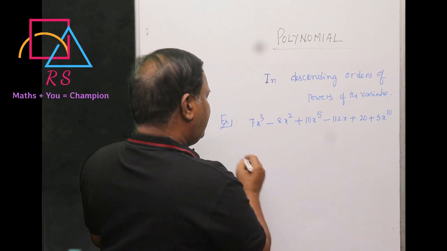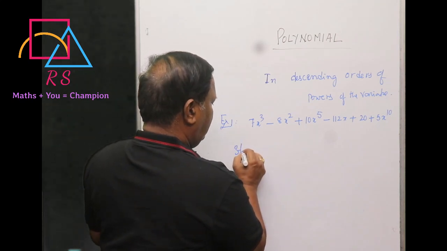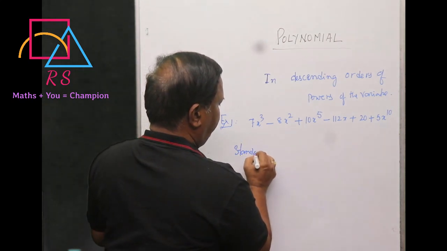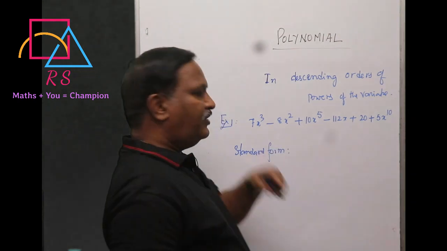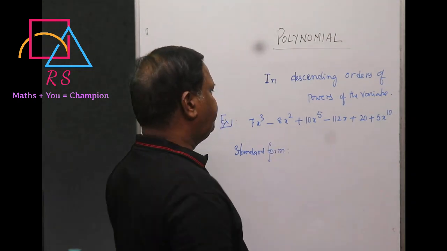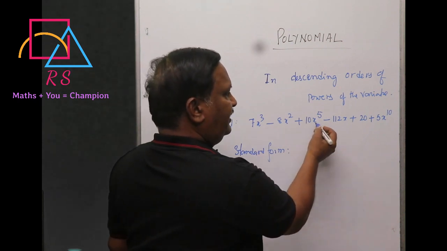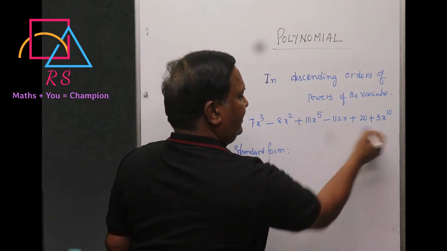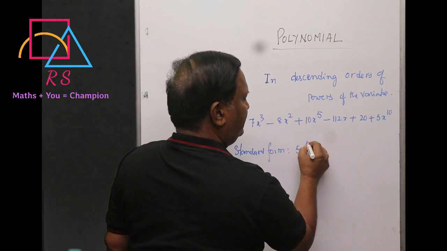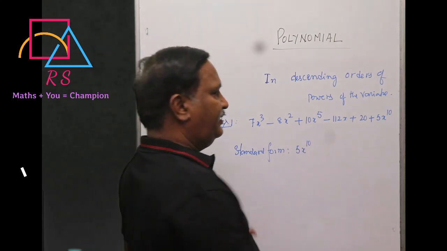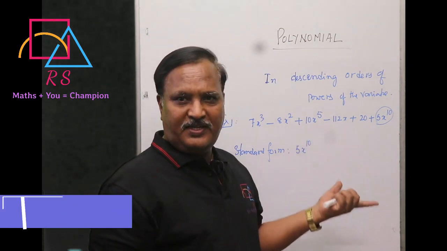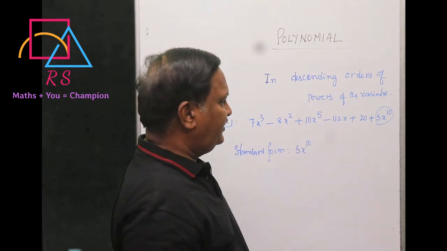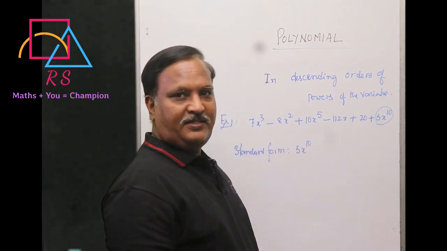Now how to write the standard form? You check the powers. The highest power here is 10, so you should write that term first. I have rounded it up because more terms are there and I would get confused. I have written this term first. No need to change the signs because there is no equal to.